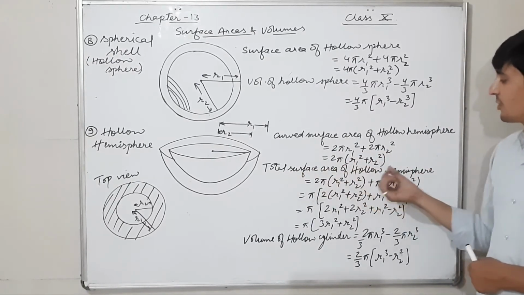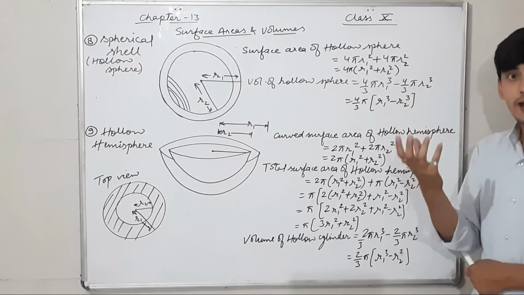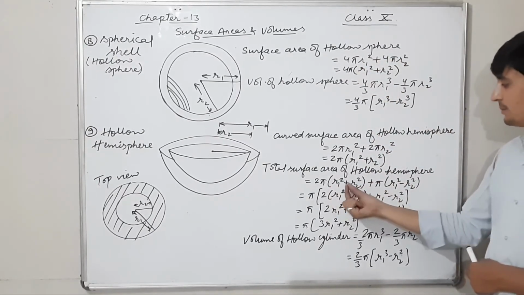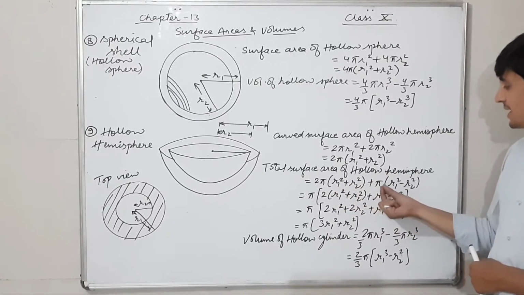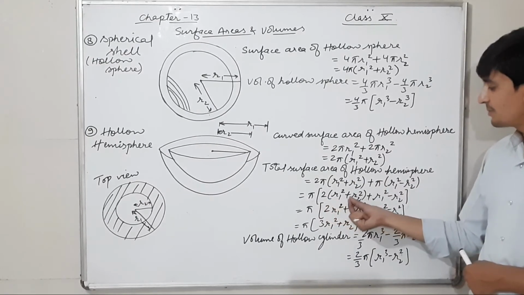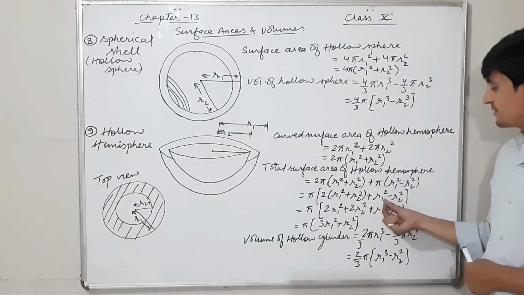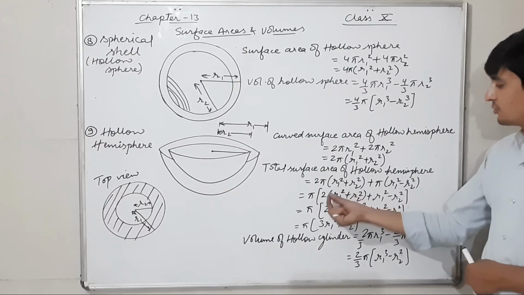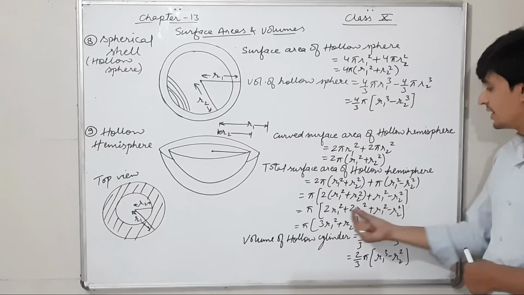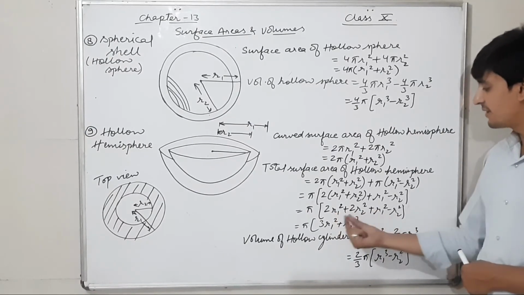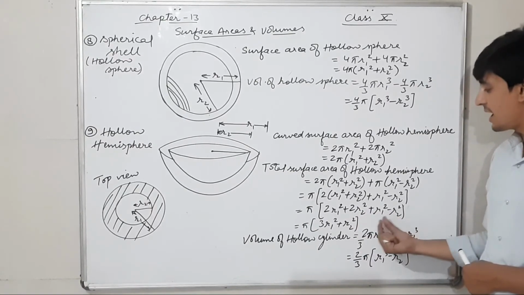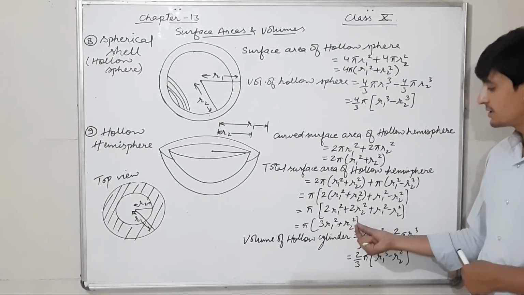Now, total surface area of hollow hemisphere: adding the curved surface of hollow hemisphere plus the area of the top. Understood? So 2 pi bracket r1 square plus r2 square plus pi bracket r1 square minus r2 square. Taking pi common, I have 2 bracket r1 square plus r2 square, plus r1 square minus r2 square. 2 into r1 square is 2 r1 square, 2 into r2 square is 2 r2 square, plus r1 square minus r2 square. So 2 r1 square plus r1 square gives 3 r1 square, and 2 r2 square minus r2 square gives r2 square. Understood?